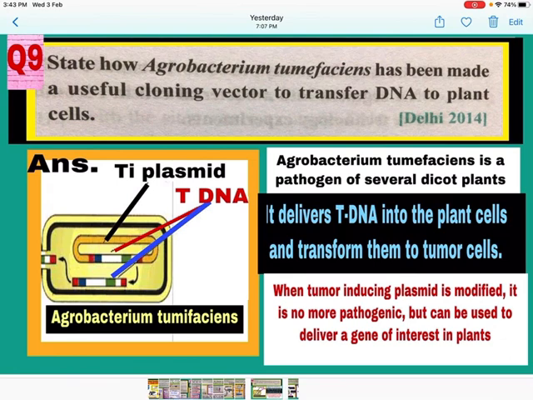Agrobacterium tumefaciens is a pathogen of several dicot plants. See the diagram. It has tumor inducing plasmid with tDNA, which is shown by the colored part here. This bacteria can deliver tDNA into plant cell and plant cell changes to tumor cells. But how can we use it as cloning vector? It can be done by modifying tumor inducing plasmid. As a result, this is no more pathogenic, but it can deliver a gene of interest in target plant cell.